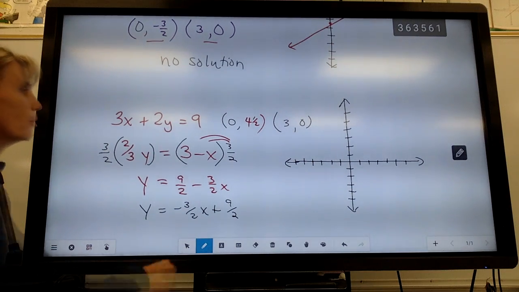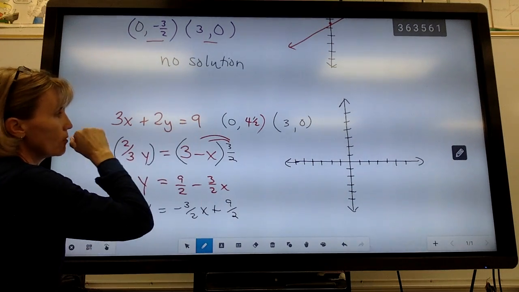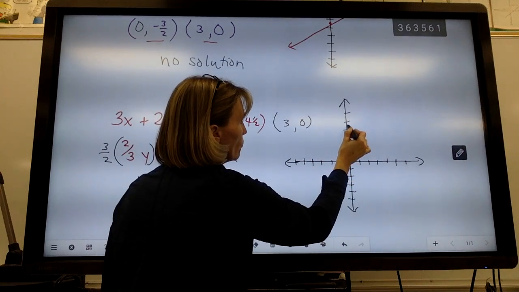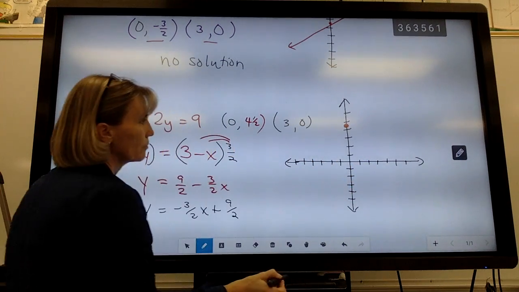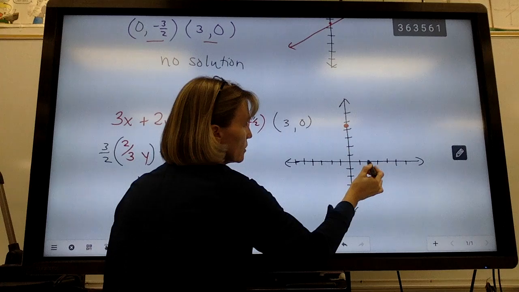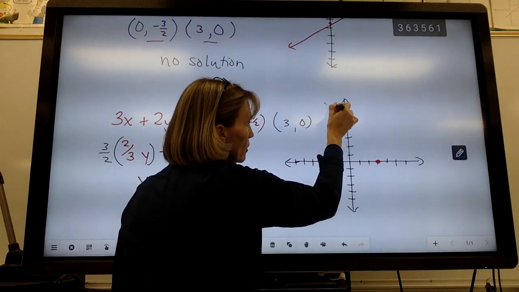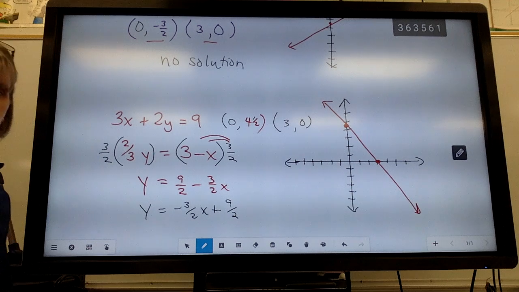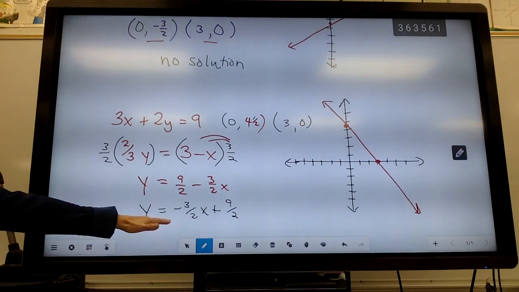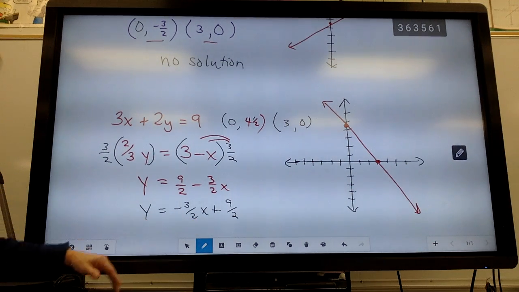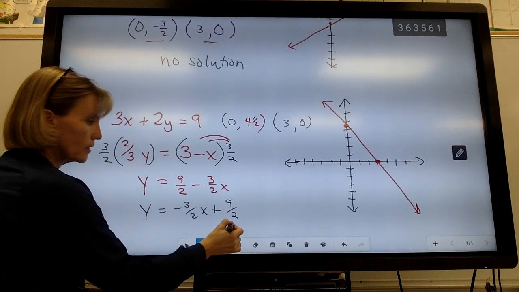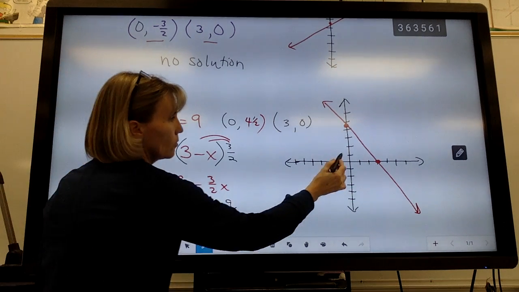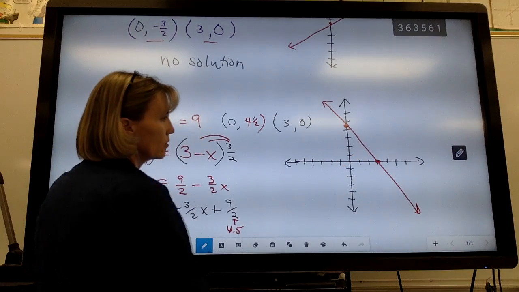Okay, so if I'm going to graph the first one, I'm going to graph that in red. So (0, 4.5): 1, 2, 3, 4.5 would be right there. And it's also going to go through (3, 0) down here. So my line looks like this for the top equation. And the bottom equation, I'm going to graph out of slope-intercept form. So 9 over 2, that's the same thing right there, that's 4.5. 1, 2, 3. So it has the same y-intercept.